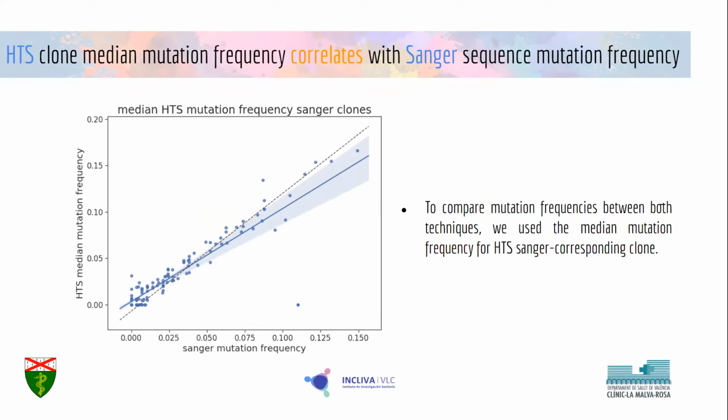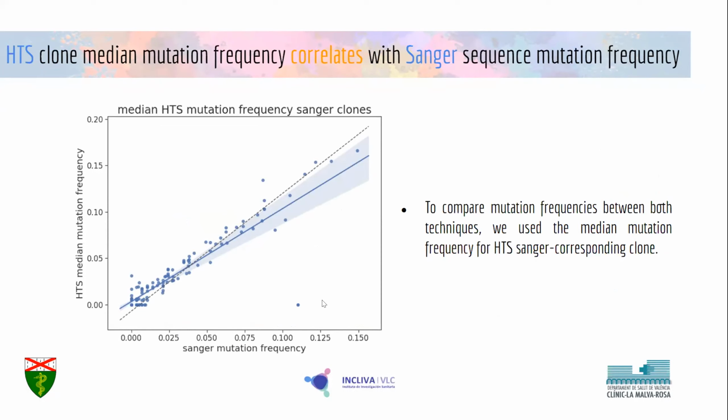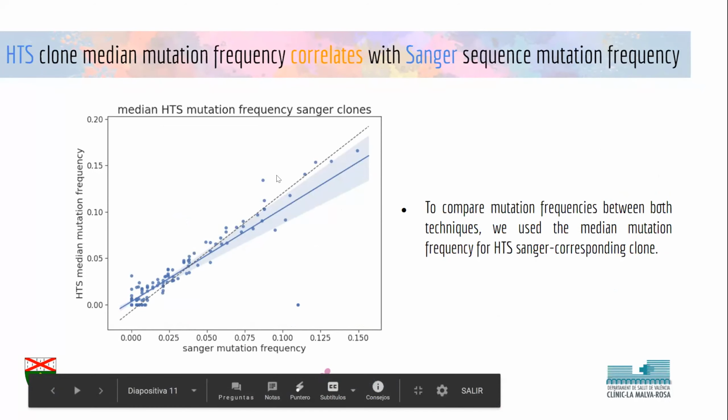Afterwards, we wanted to compare whether the mutation frequencies of both techniques could give the same information in terms of determining the mutational status. We compared the mutation frequency of the Sanger sequence with the median mutation frequencies of the HTS dominant clones, and we find that it correlates really well. So Sanger would be a good estimator of the mutation frequency of the whole clone.